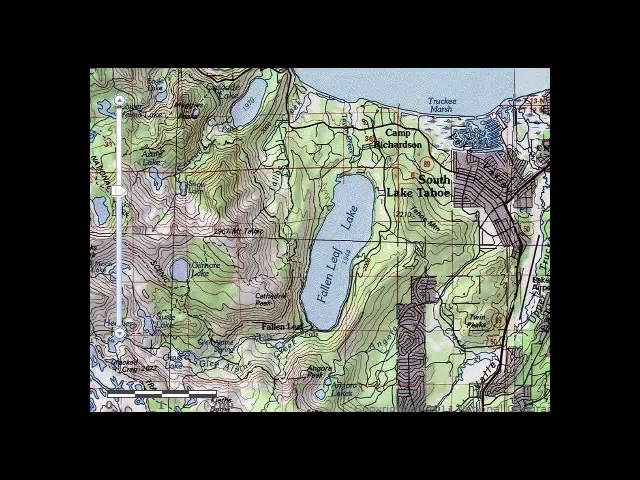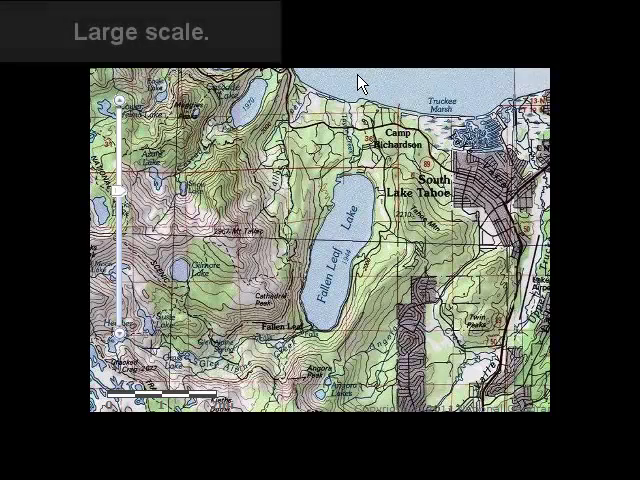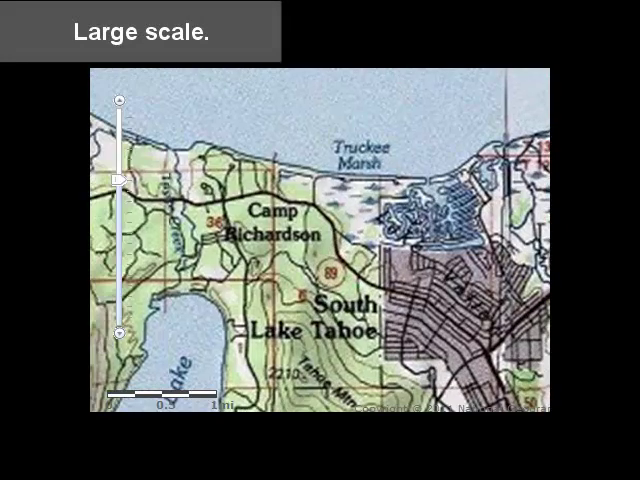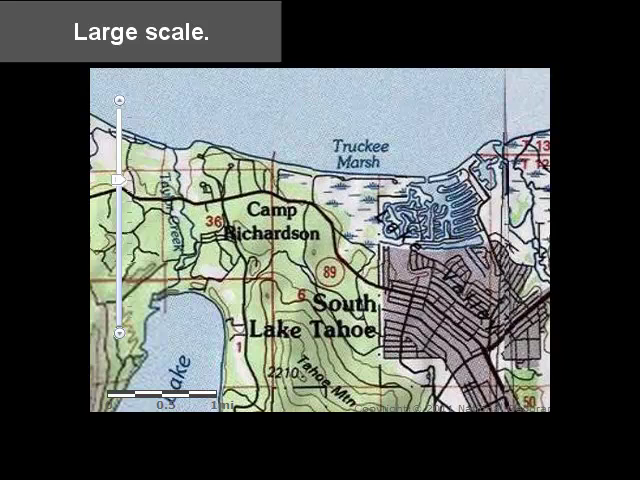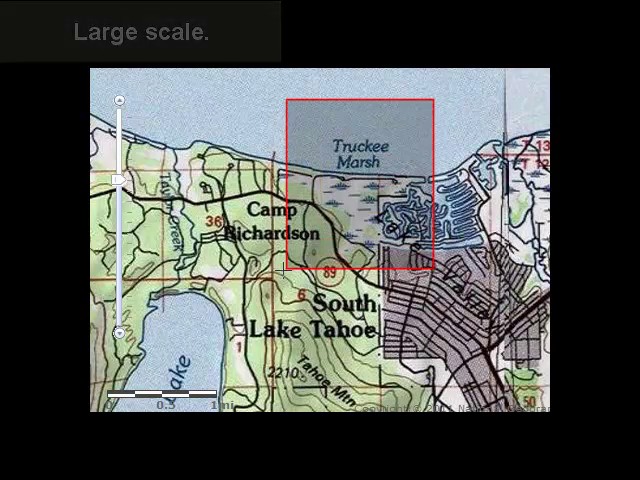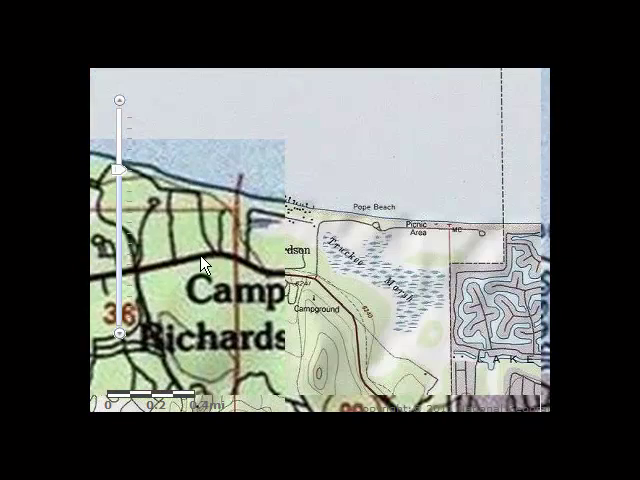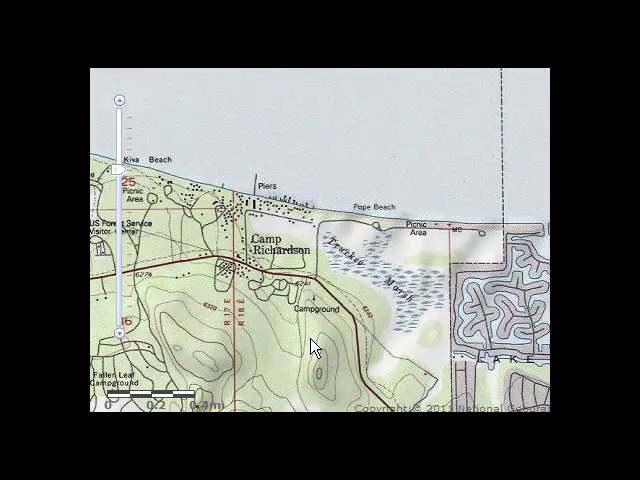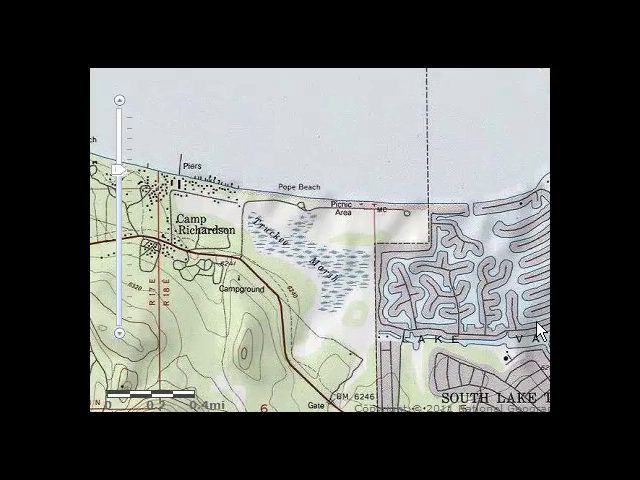And as I keep zooming in, I'm seeing the 1 to 24,000 scale series right here on the California-Nevada border. Now I've got a very large scale map. I can see a great amount of detail, right down to the contour lines, as you can see right here, and the different features such as the beach, the marsh, and some of the commercial and residential development occurring along the lake.